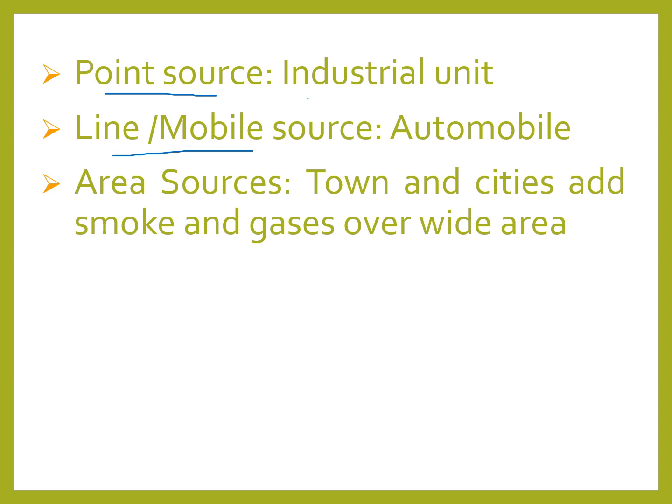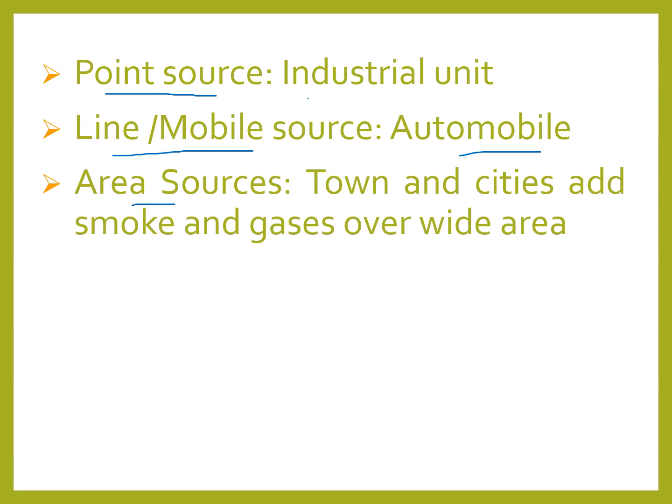Next is line or mobile source. Basically these are available in a very long chain line, and the example is automobile sources. They are polluting in a single line, and they are mobile.